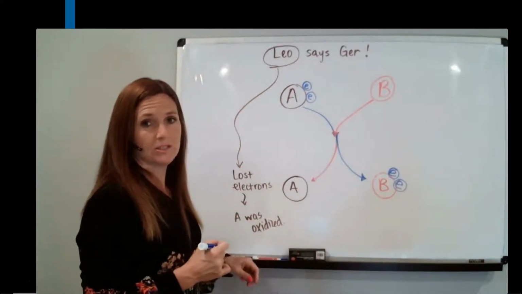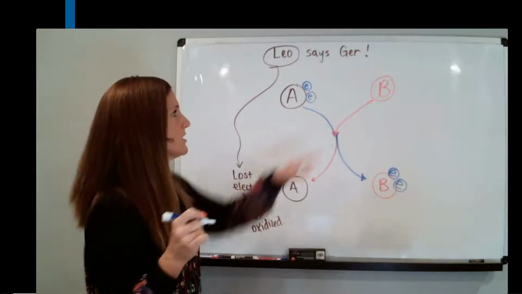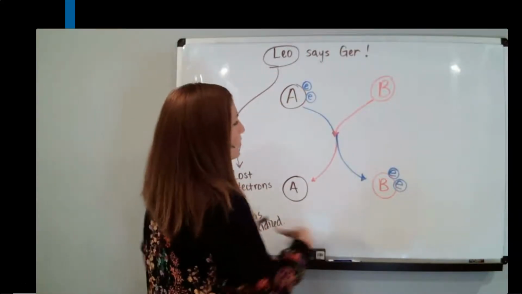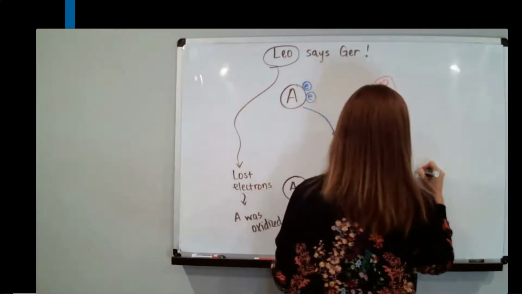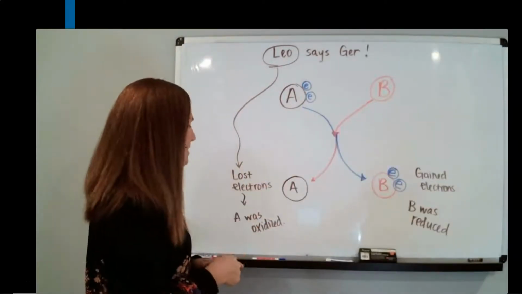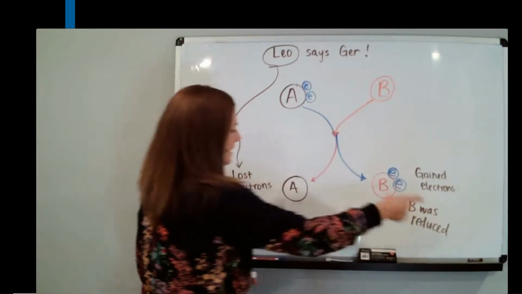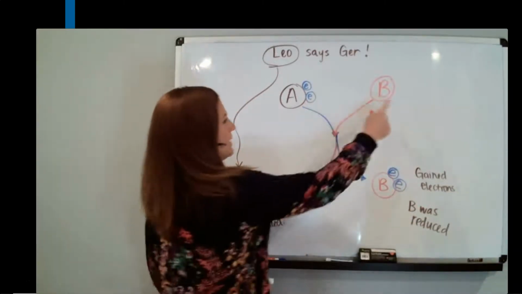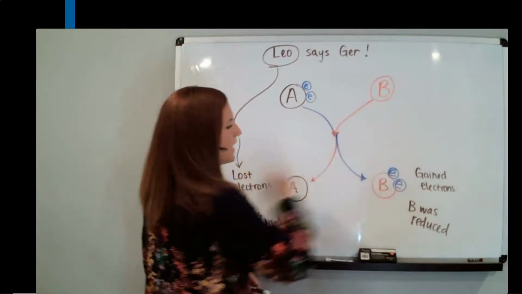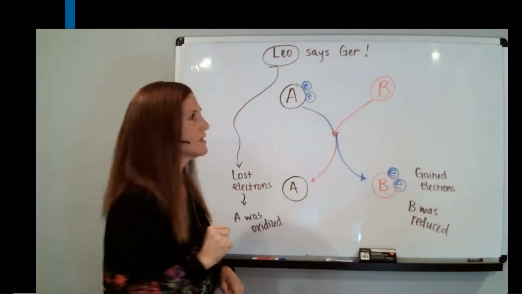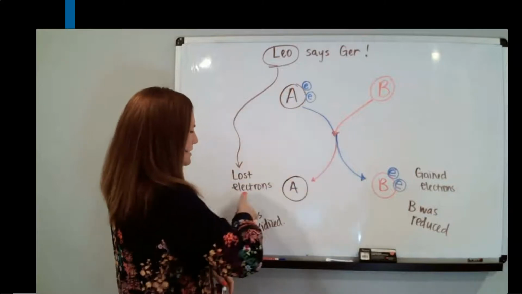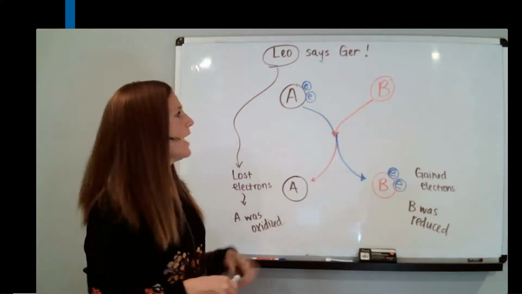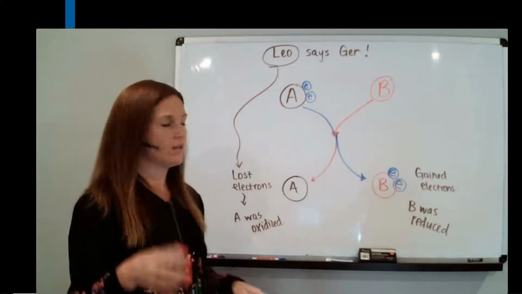And so we know what that means, right? If you gain electrons, grr. If you gain electrons, you were reduced. So we have a redox reaction. We had a reduction and oxidation reaction where B was reduced because it gained electrons and A was oxidized because it lost electrons. So we have a transfer of electrons.